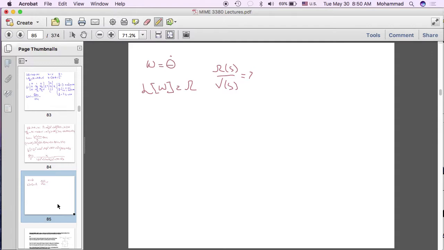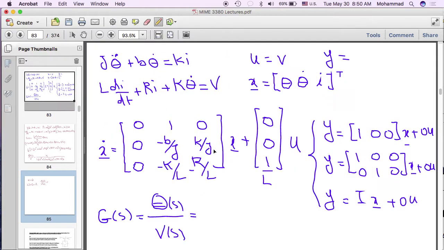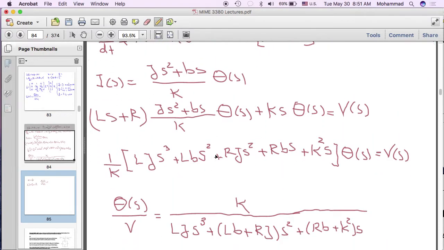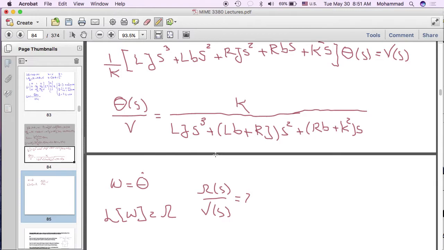Don't you already know the answer by now? So I'll give you a few seconds. Write the answer. You already know the transfer function between voltage and angular position of the DC motor. And based on the denominator of the transfer function, you can see that it's a third order system. There are three state variables: theta, theta dot, and the current. So we already have a transfer function between voltage and angular position of the motor. Can you find now a transfer function between voltage and angular velocity?